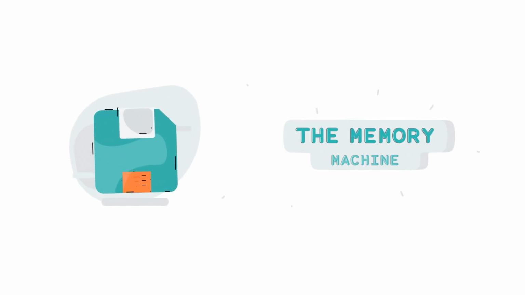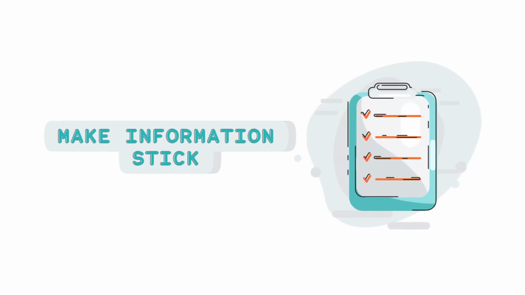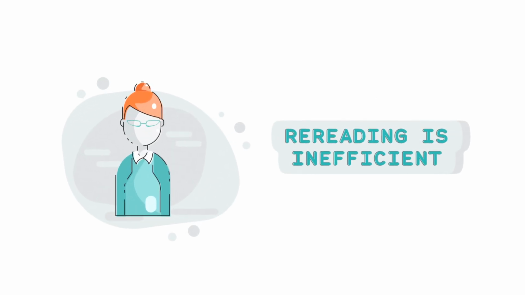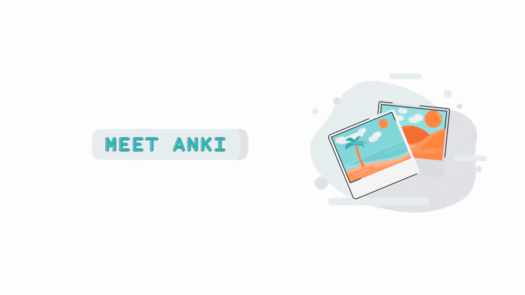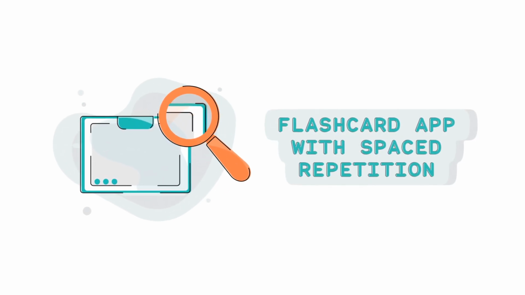Section 3, the memory machine. Next, how do you make information actually stick for exams? Simple rereading is inefficient. The key is active recall, and for that, there's Anki. It's a powerful free flashcard app using spaced repetition.